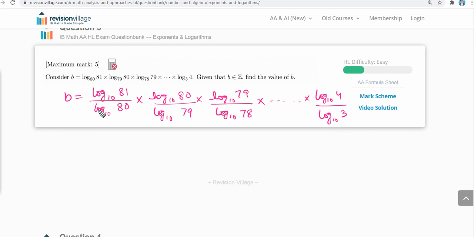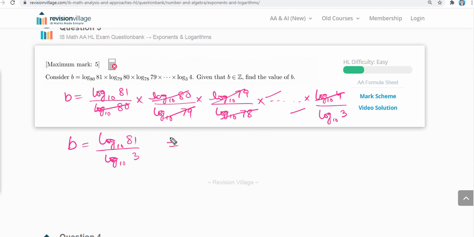So what will happen? This will get cancelled with this one, this will get cancelled with this one, and this is how the sequence will go. This log 10 of 78 will cancel with something from here, and the denominator of log 10 of 4 will get cancelled with this numerator log 10 of 4. So at the end we'll be left with log 10 of 81 divided by log 10 of 3.